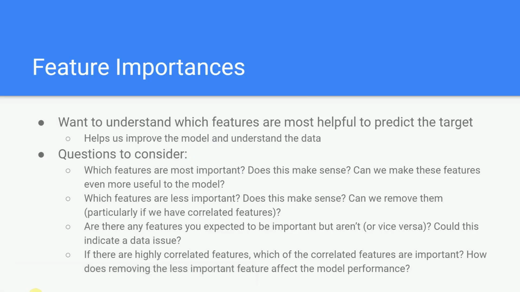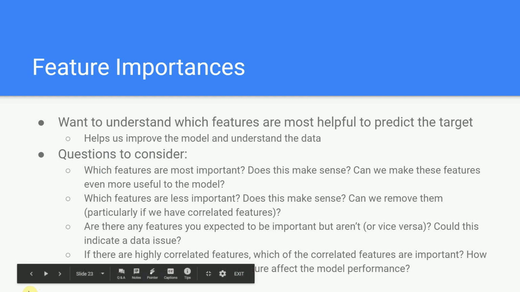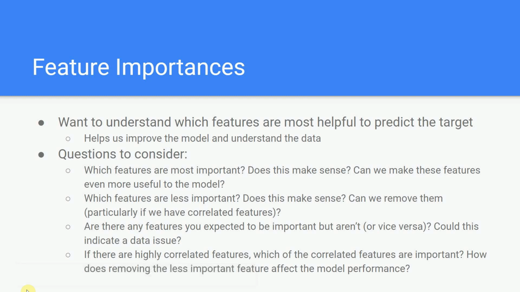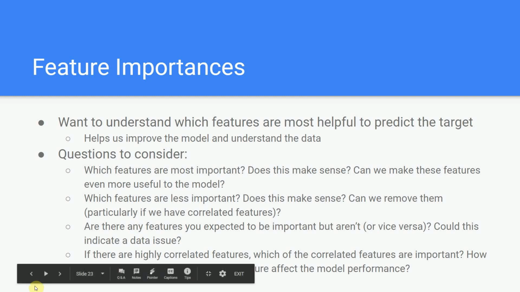The first thing we're going to talk about is something called feature importances. Feature importances basically tell you how important each feature is for your model, and so basically, how helpful each feature is for the predictions.